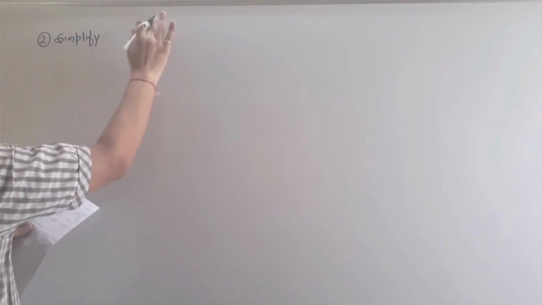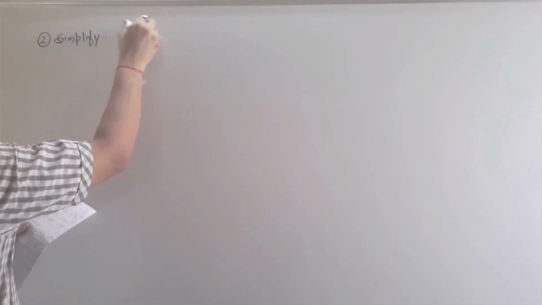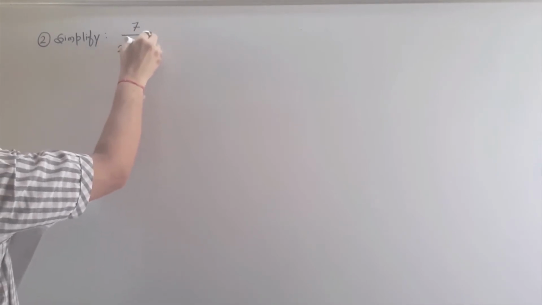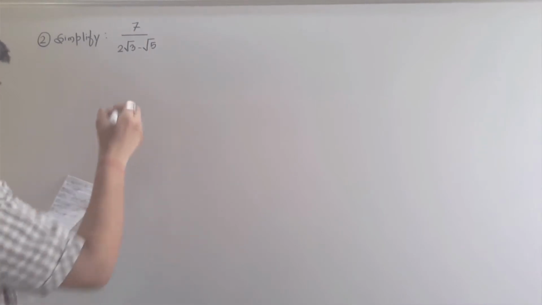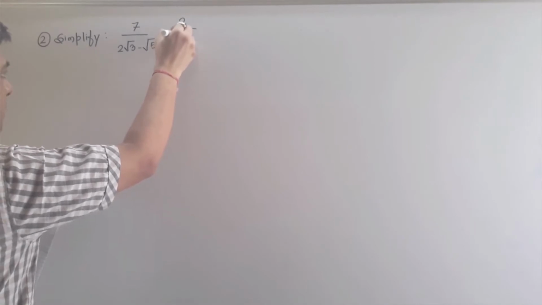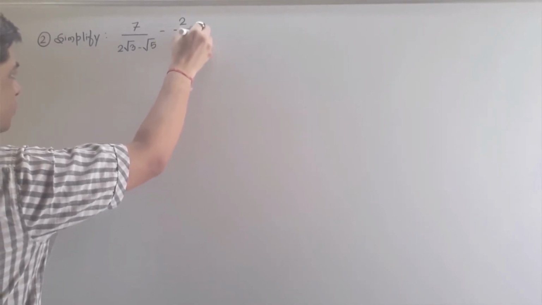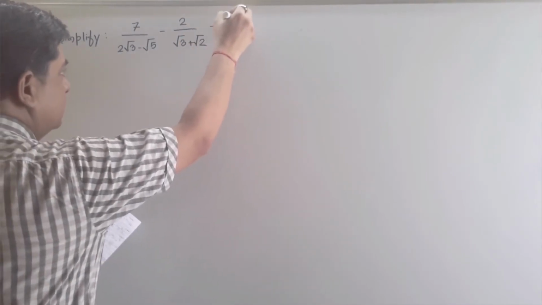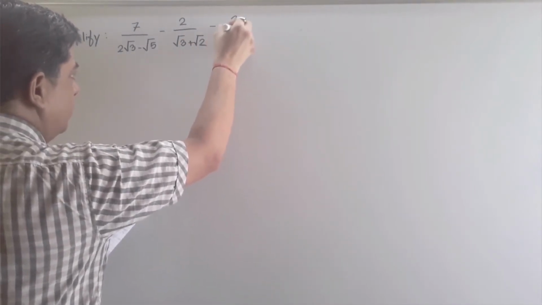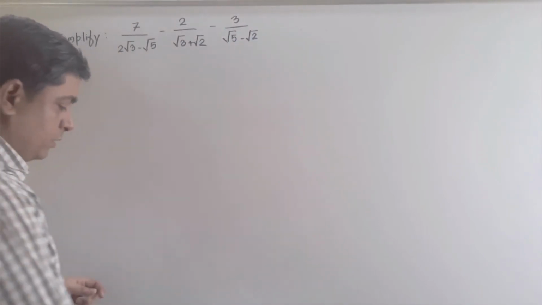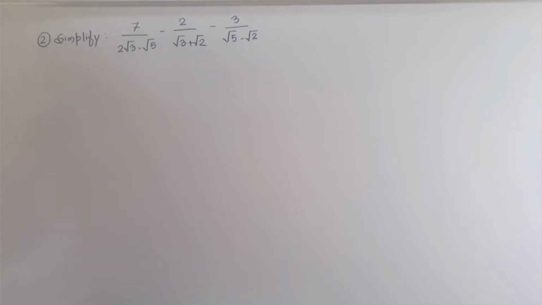One term is given to us, 7 upon 2 root of 3 minus under root of 5, minus 2 upon under root of 3 plus under root of 2, and then again minus 3 upon under root of 5 minus under root of 2. So this particular expression is given to us and we have to simplify this expression.